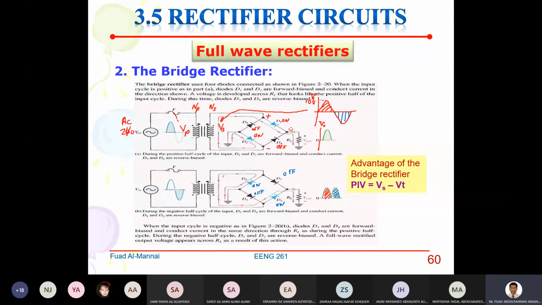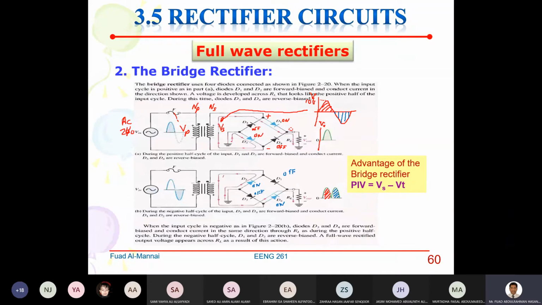Now the transformer will give you step down. So 240, we're going to step it down to say 10 volt peak, or say 20 volt peak to peak. Okay, Vs. Okay, so how are we going to rectify this 20 peak to peak? So over here you can see that this one here is 10 volt up, 10 volt down. Okay. All right. So how does it work?